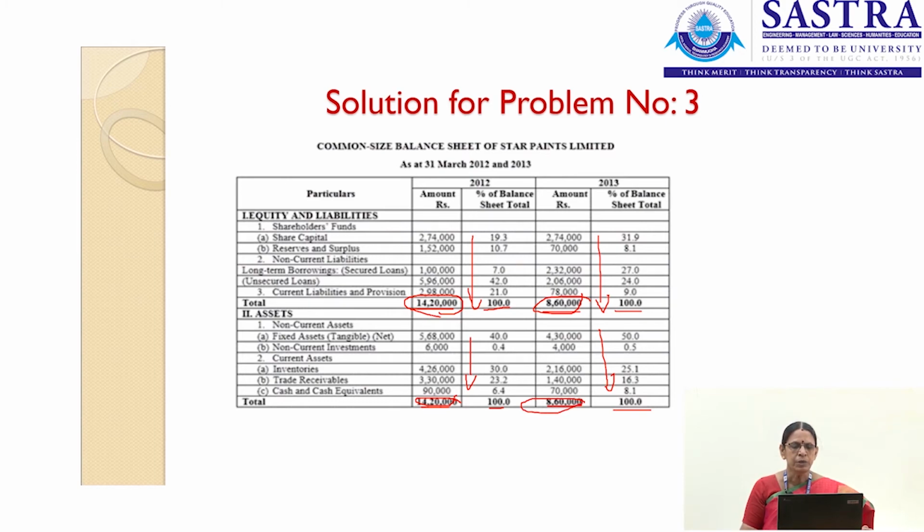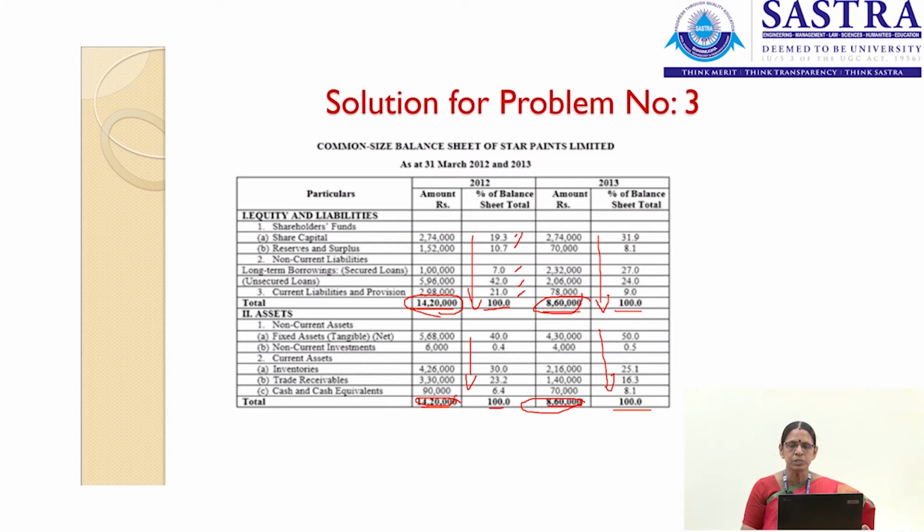Now, see to it, 2,74,000 is converted and it is 19.3. Then reserves and surplus 10.7. Then non-current we have secured loans 7. Then unsecured 42% and provisions is 21%. So out of this 100, we can easily say that 19.3% is your share capital and 10.7 is your reserves and surplus, 7% is your long-term borrowings and 42% is said to be unsecured loans of long-term borrowings and 21% is short-term borrowings and provisions.